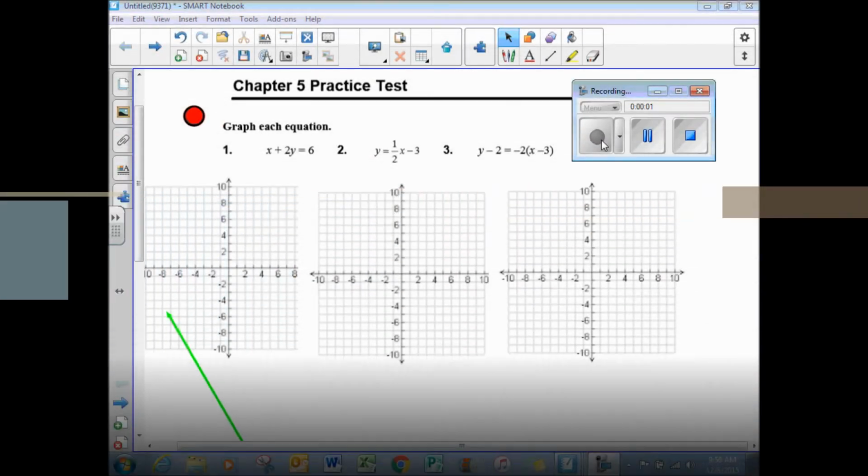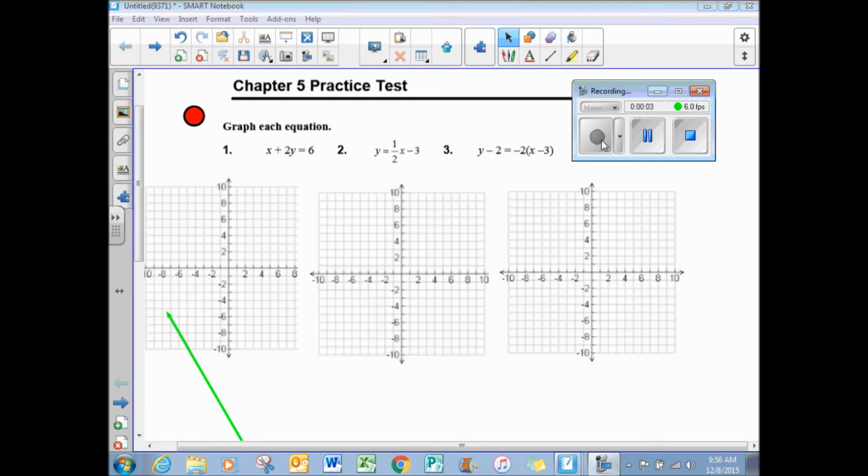Here I am with my favorite class, doing the Chapter 5 practice test. As we've learned in Chapter 5, at one point you may have graphed all of these by getting y alone and finding the slope and y-intercept.